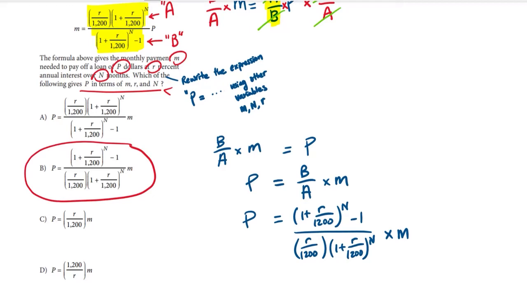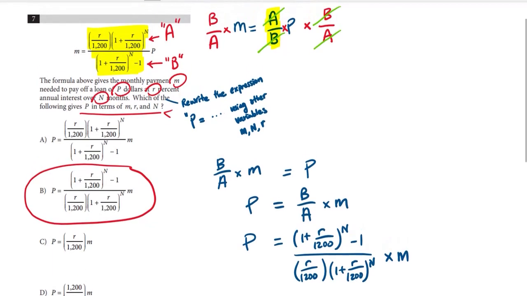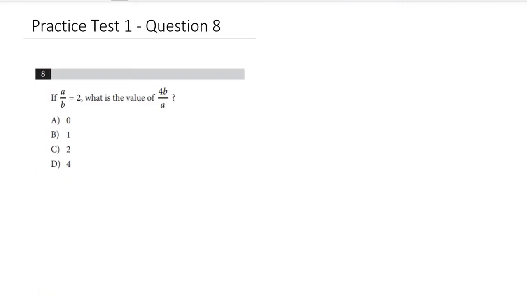Okay, so that's the correct one. Make sure you understand how to change the expression in terms of the other variable, and make sure you multiply the reciprocal of the fraction to get rid of the fraction part of the factor, to isolate the variable of p. Question 8.